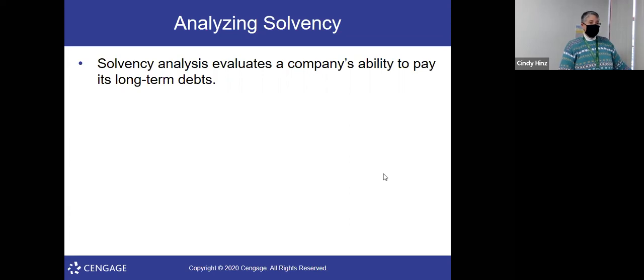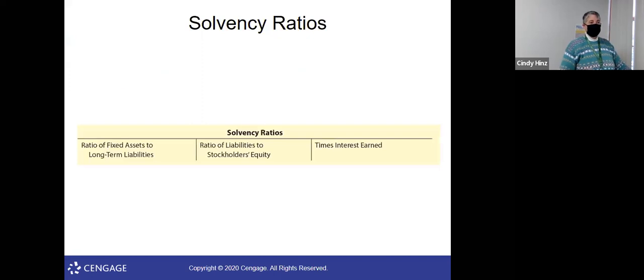So solvency analysis evaluates a company's ability to pay its long-term debts, where liquidity, remember, was a measure of how likely it is that we can pay our current liabilities. So we did things like current ratio, quick ratio, working capital, and we looked at those back in chapter 5, I believe, 4 or 5. So the solvency ratios that we're going to be looking at in exercise 7 are what you see here on the screen: the ratio of fixed assets to long-term liabilities and the ratio of liabilities to stockholders' equity.